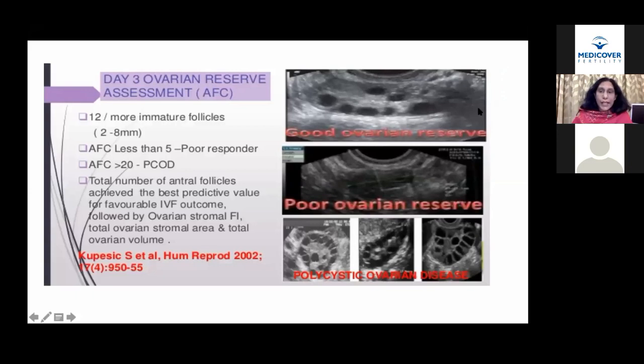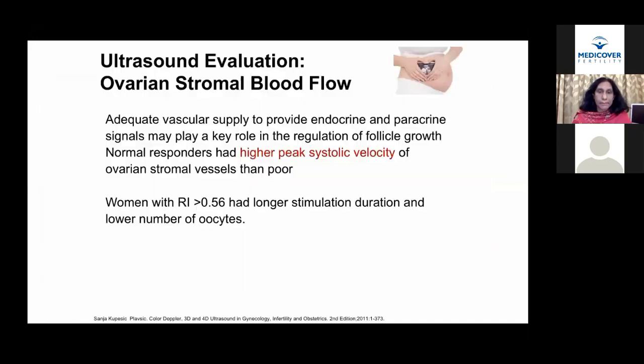So if you see here, this picture has a good follicle ovarian reserve. There are multiple follicles. In this one, you can hardly find any follicle, 1 or 2. So this is poor ovarian reserve. Here you can see there are so many follicles. This is in excess, which we all know is seen in PCO. So by looking at the ovaries, you can give a very good idea about the egg reserve, and this is very important whenever we do a fertility assessment.